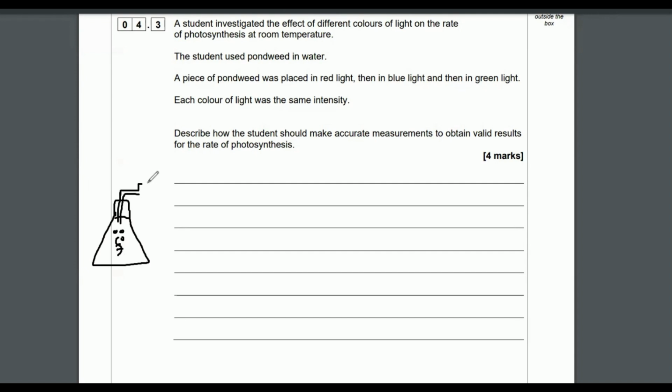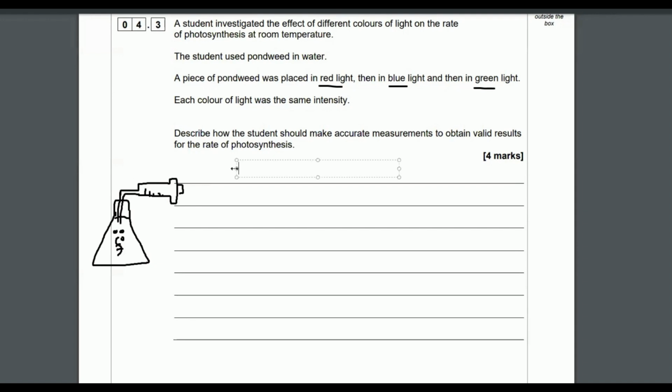Do you know what this piece of equipment's called? You should do. And if you don't, this is your chance to write it down. This is a gas syringe. It accurately measures the volume of gas released. So that would be important. But if we're changing the color of light, we need to control all the limiting factors. Do you remember your three limiting factors of photosynthesis?